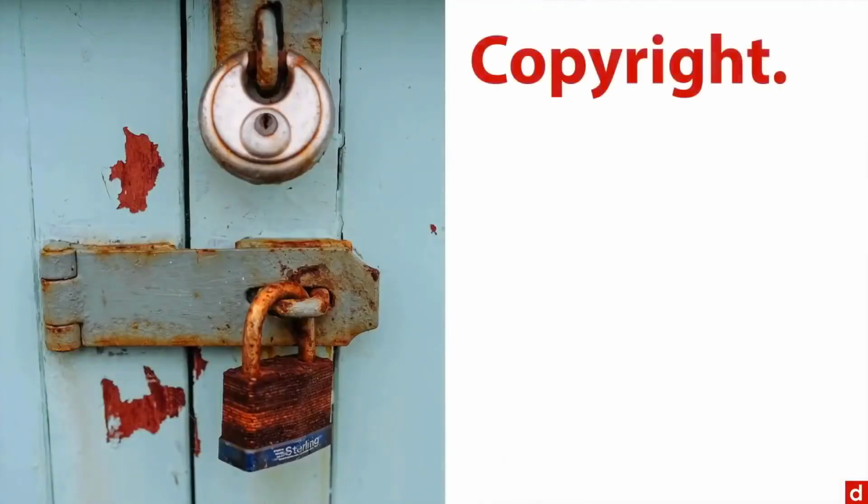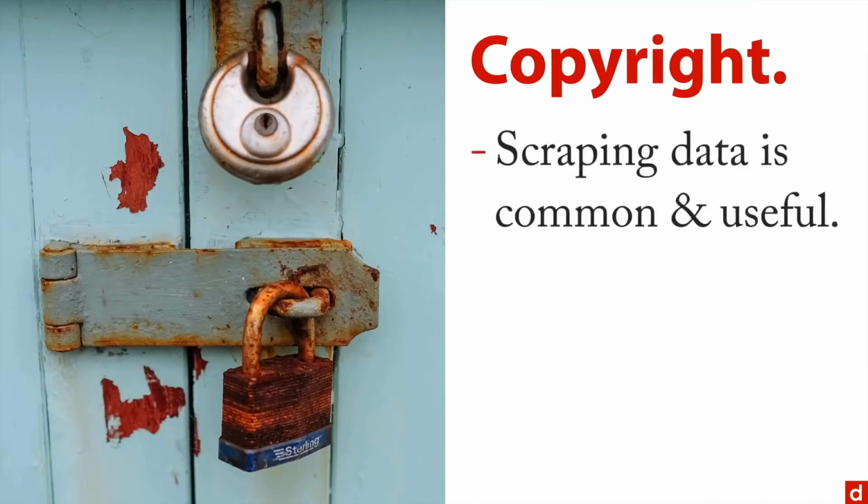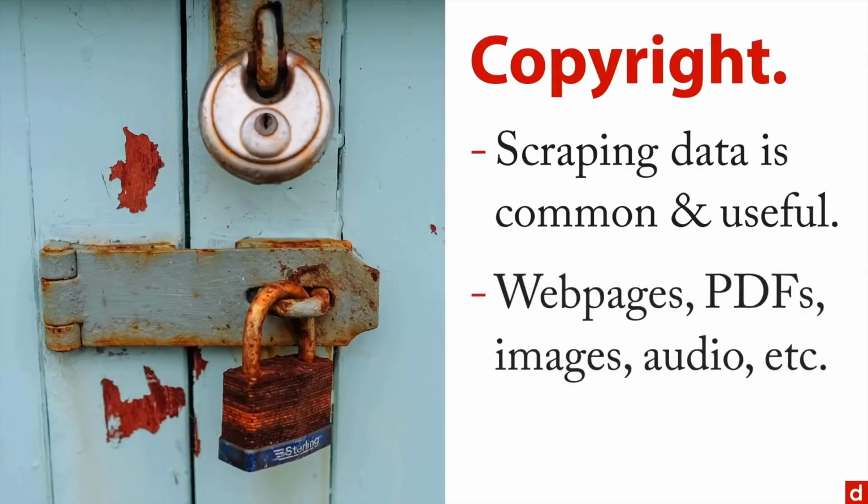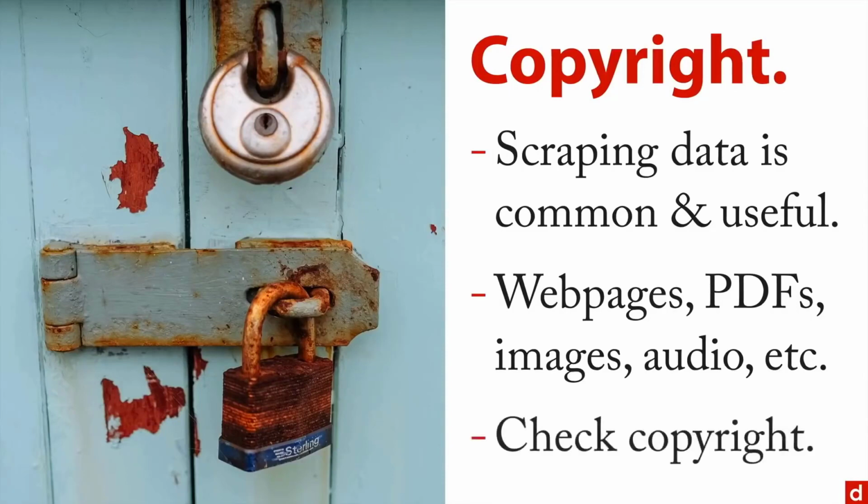Next, there's the issue about copyright, where people try to lock down information. Now, just because something is on the web doesn't mean that you're allowed to use it. Scraping data from websites is a very common and a useful way of getting data for projects. You can get data from web pages, from PDFs, from images, from audio, from really a huge number of things. But again, the assumption that because it's on the web, it's okay to use it is not true. You always need to check copyright and make sure that it's acceptable for you to access that particular data.